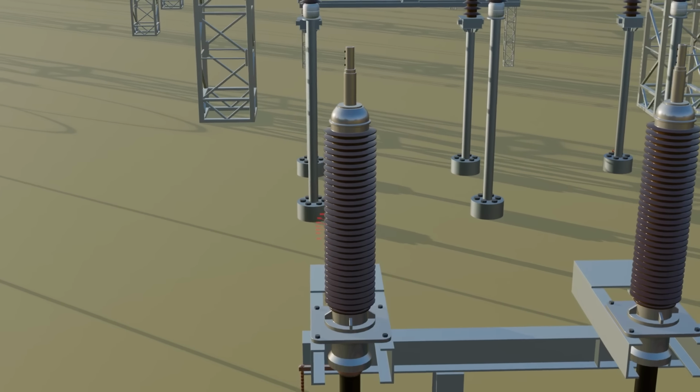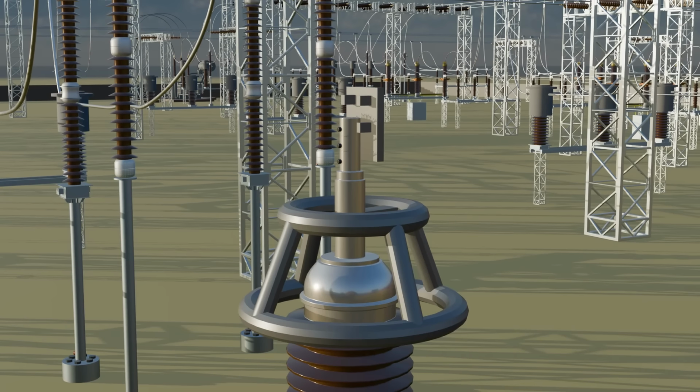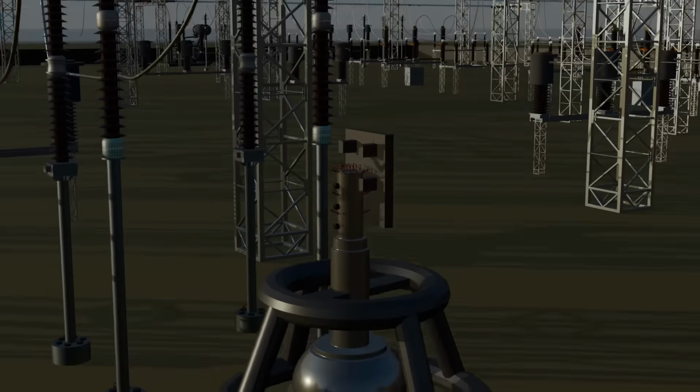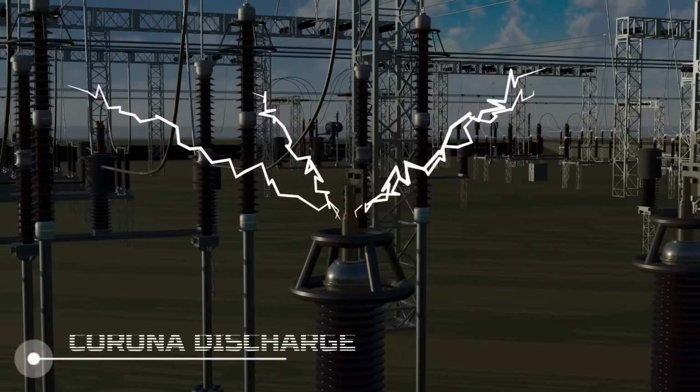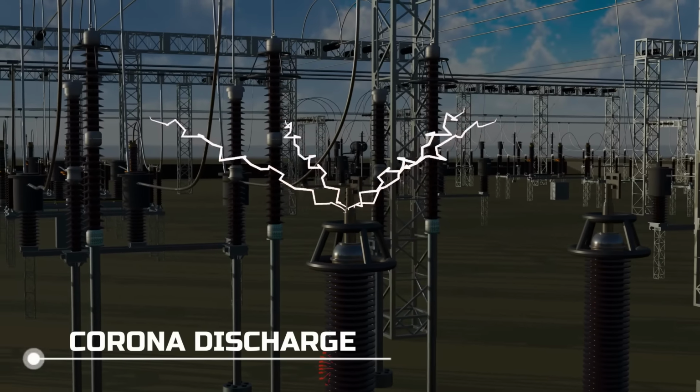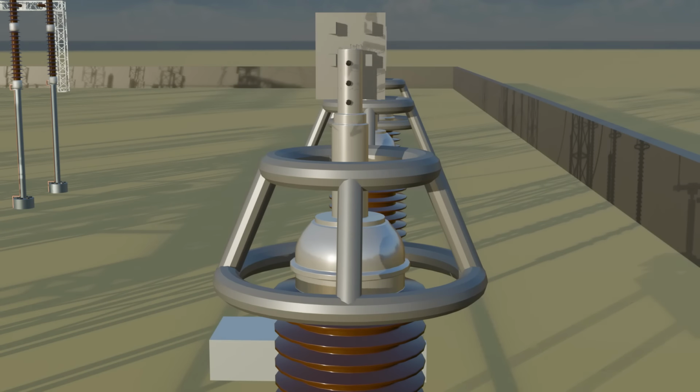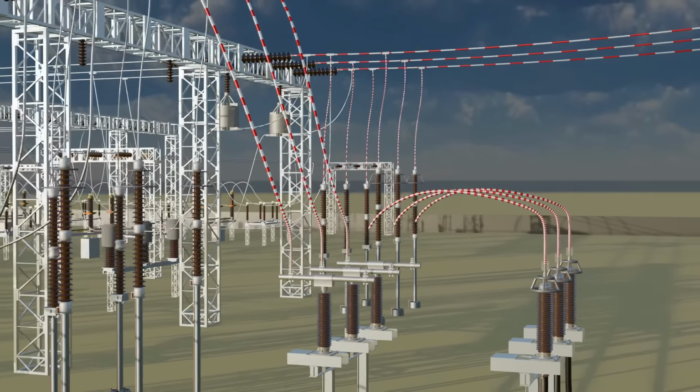A corona ring is installed around the insulator. At the terminal end, the electric field can concentrate around the edges. As a result, small sparks may be visible at night, known as corona discharge. The corona ring controls this discharge by redistributing the electric field. From here, the line connects to the switchyard equipment.